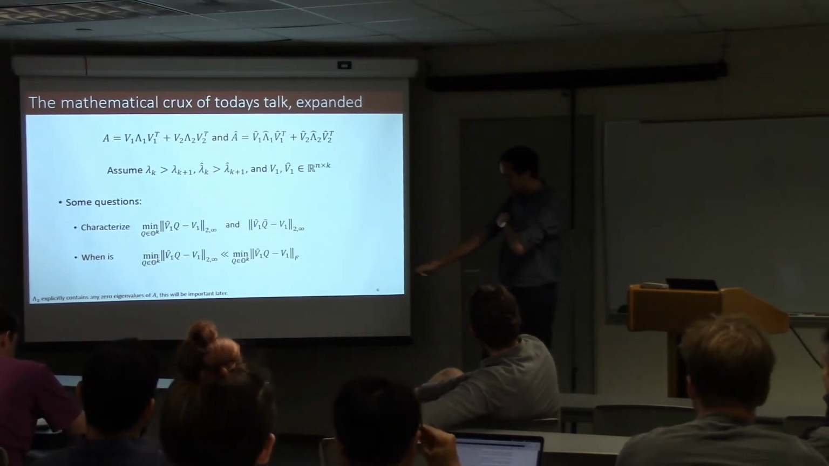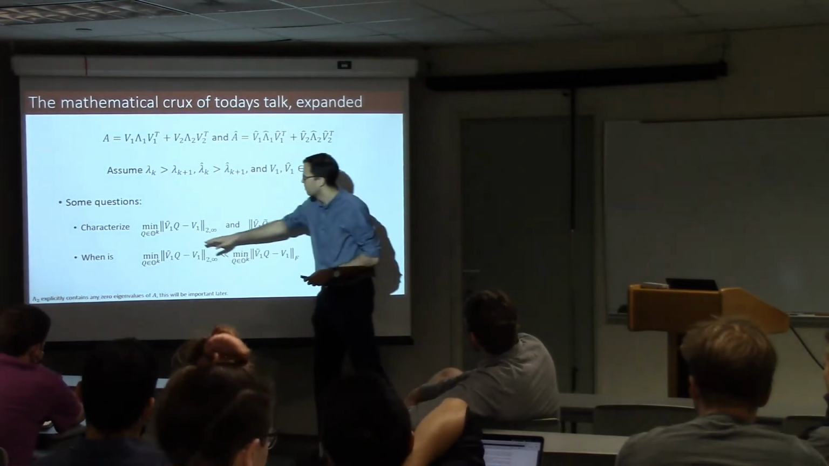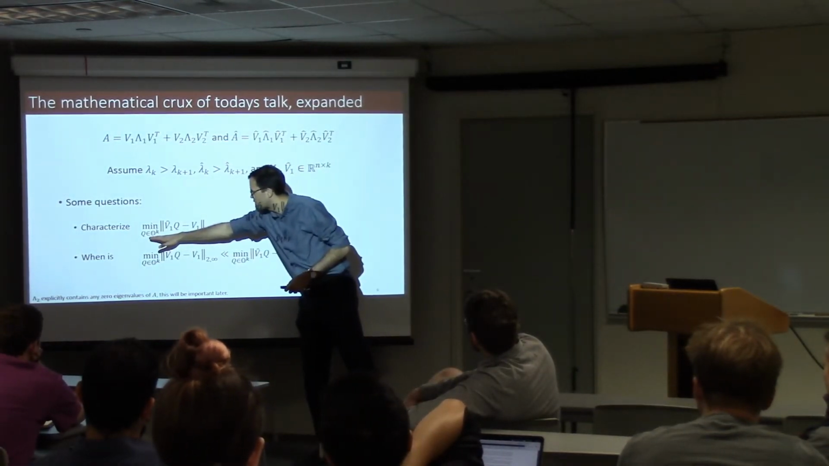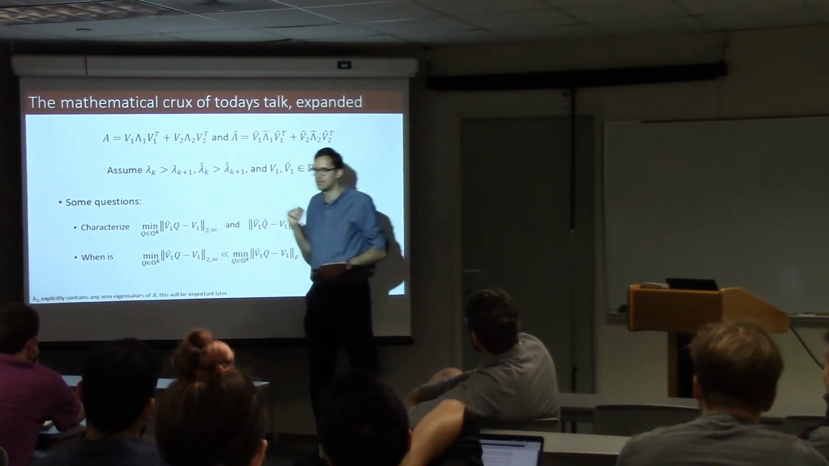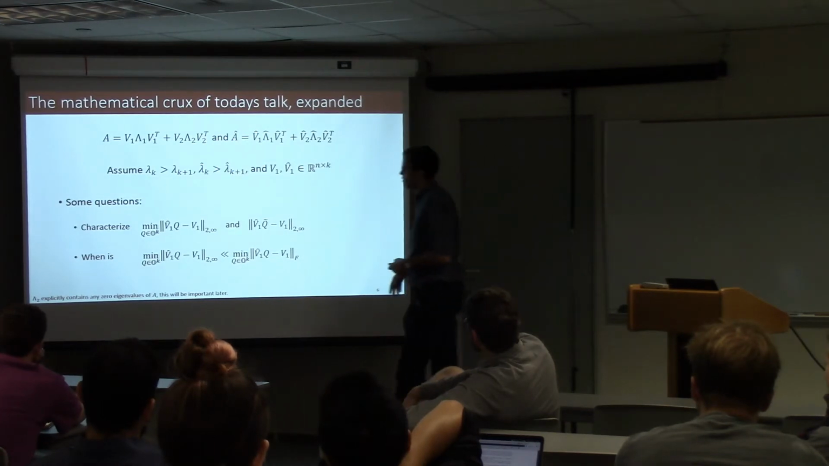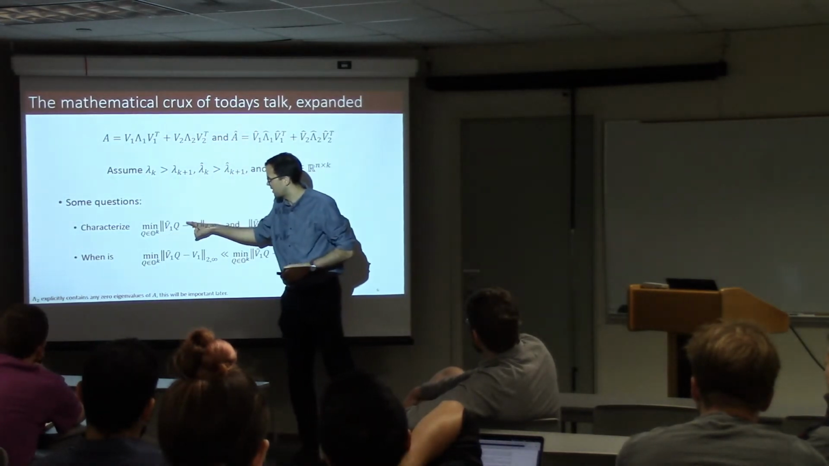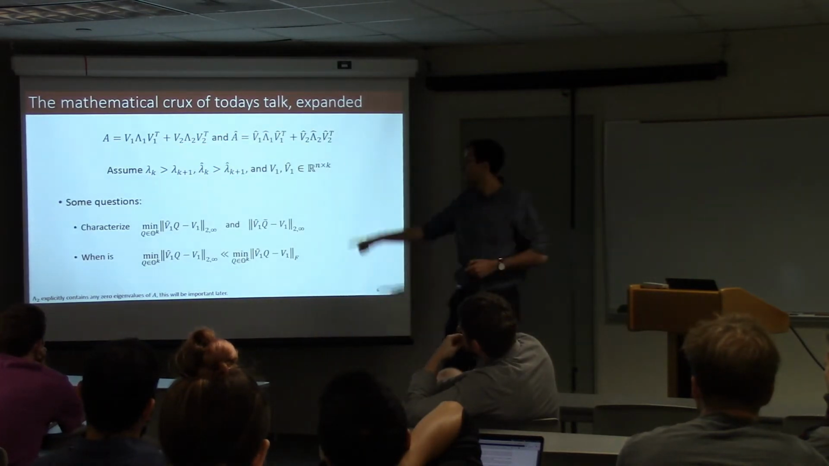Okay? So then some questions we can ask are the following, generalizations of what we said earlier, which is, maybe I want to characterize how small the minimum over orthogonal matrices is of V1 hat Q minus V1 in this 2 infinity norm. Okay? So this says, well, there's many ways to describe an invariant subspace. So instead of a plus minus sign, I have to put in an arbitrary orthogonal matrix. But how small is that quantity?